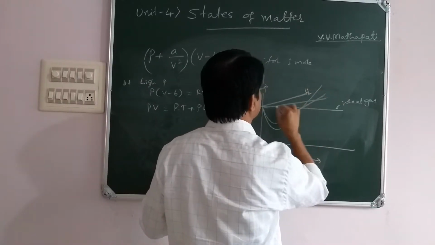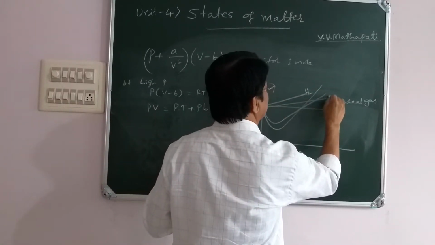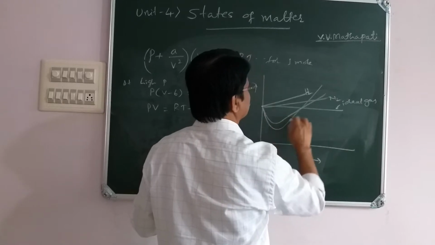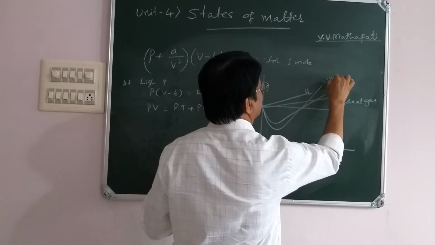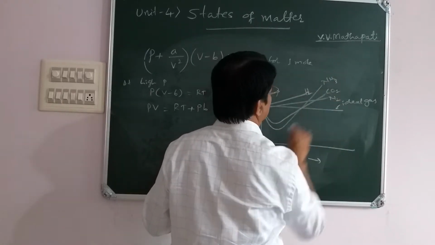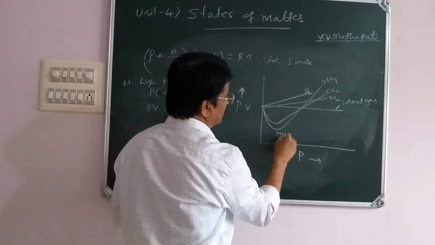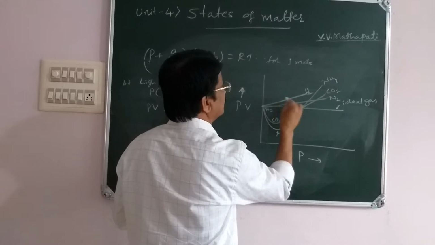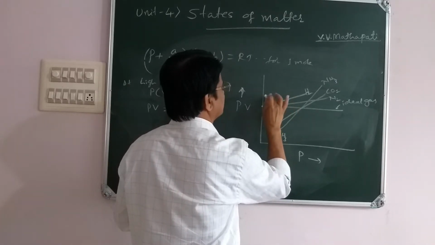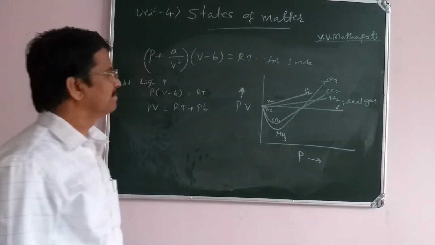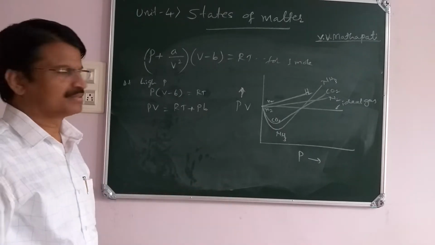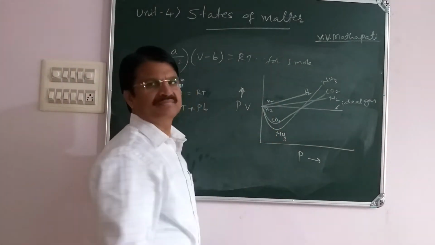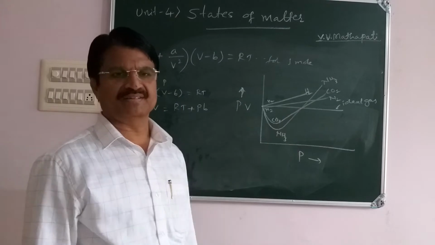Hydrogen, nitrogen, ammonia, CO2. Ammonia, CO2, this is nitrogen, this is hydrogen. These are called Amagat curves. If the minima is more, that gas is easily liquefied.